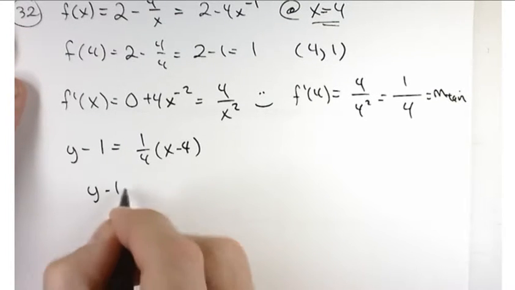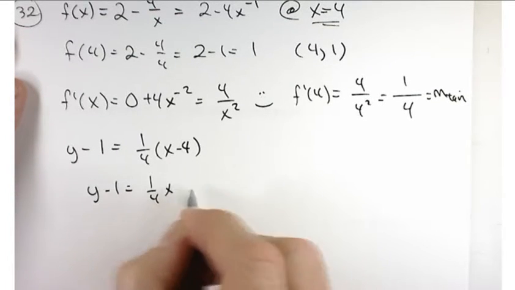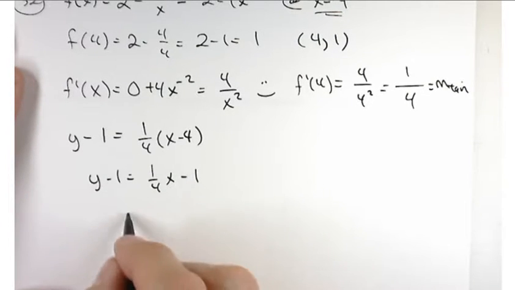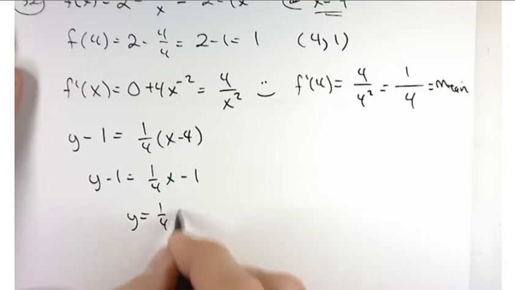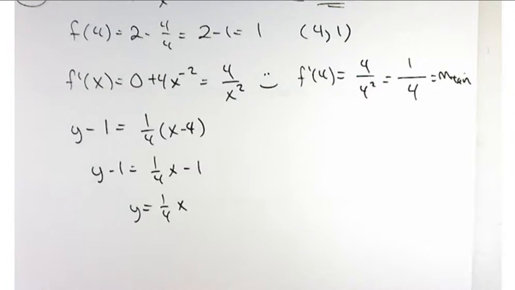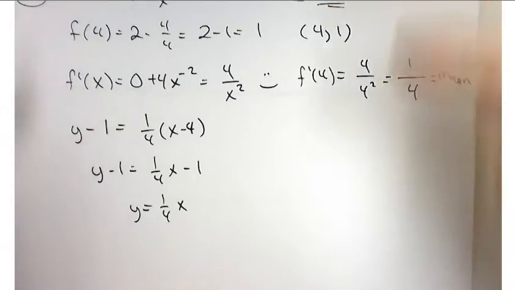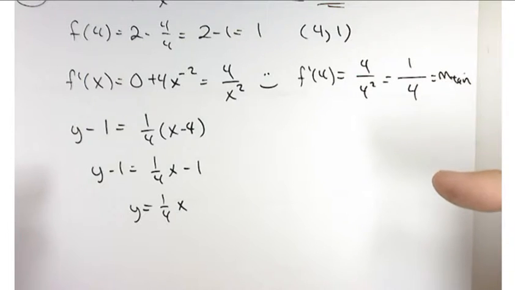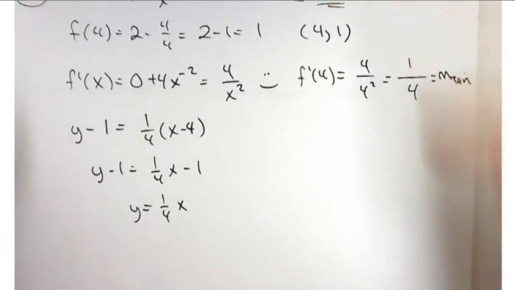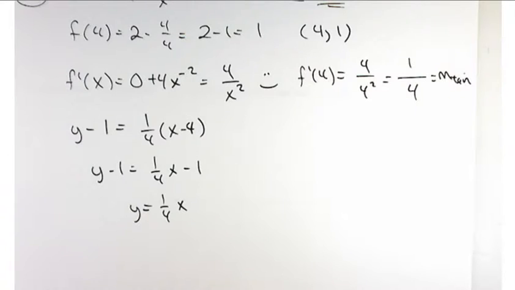Interestingly enough, the 1's are going to cancel each other out. When you add 1 to both sides, you end up with a very simple equation for a tangent line. y equals 1/4 times x. How does that look there for the equation of the tangent line? How many people got that? All right, a little over half. Good. If you didn't get it, did you see what you might have mistaken, or did you catch a mistake, or have a question? Yeah.